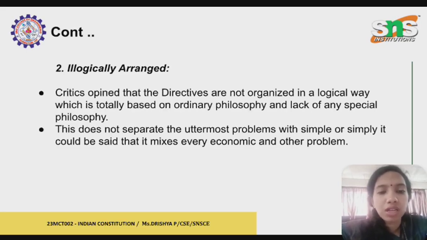Then the next one is illogically arranged. Critics opined that the directives are not organized in a logical way, being based on ordinary philosophy and lacking any special philosophy, which is illogically arranged. This does not separate the utmost problems from the simple ones, or simply it could be said that it mixes every economic and other problem.